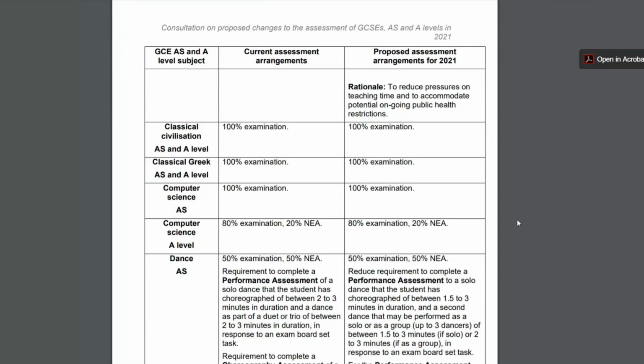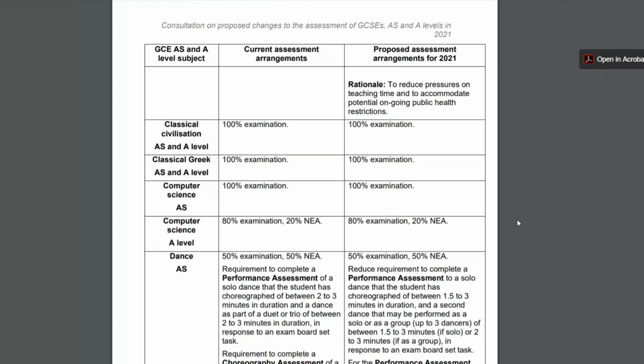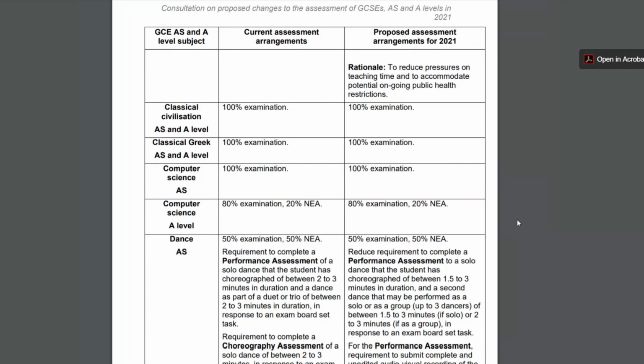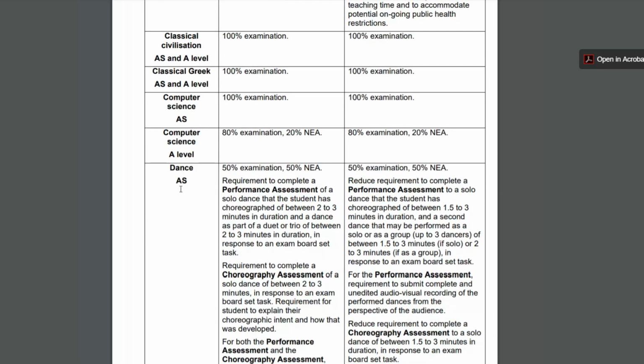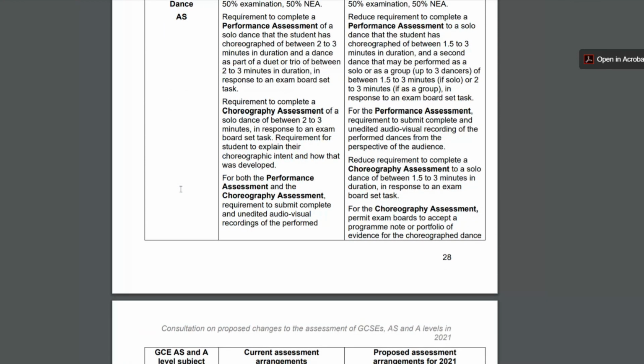Classical civilization AS and A level, 100% examination before, 100% examination after, no change. Same for classical Greek AS and A level, and same for computer science AS. Alright, so computer science AS is not changing. Computer science A level isn't changing either. It remains 80% examination and 20% NEA. Alright, that's non-exam assessment.